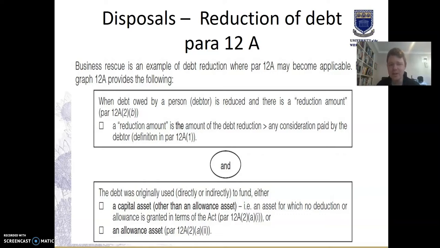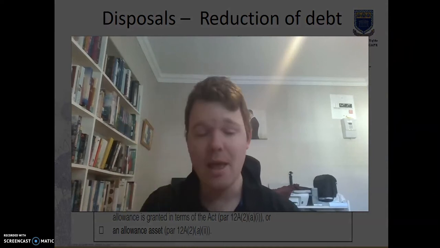And it says, a reduction amount is the amount of the debt reduction as it is greater than any consideration paid by the debtor. So what this basically means, to put it in nice normal words, if any debt that you owe is reduced by more than what you actually paid, then there's going to be some kind of a debt reduction. Basically, it's the amount of debt that is forgiven. So you owe somebody 100 Rand, they say now you only owe us 50, there's a debt reduction of 50 bucks.